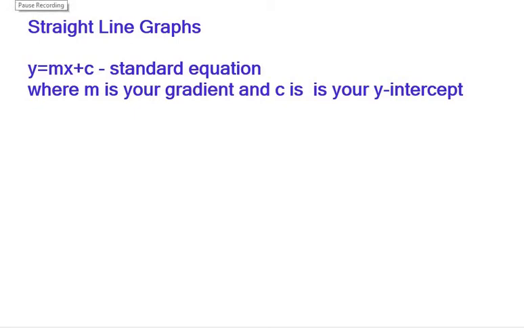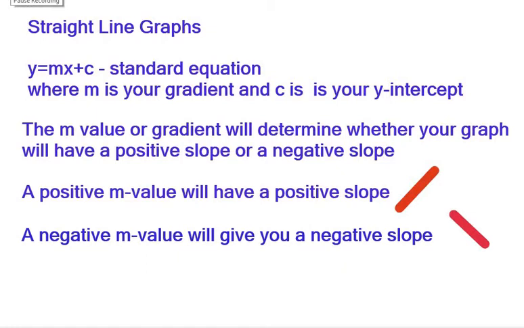So let's have a look at straight line graphs. Straight line graphs have a standard equation of y = mx + c, where m is your gradient and c will be your y-intercept. The m value or gradient will determine whether your graph will have a positive slope or a negative slope. A positive m value will have a positive slope, and a negative m value will give you a negative slope.